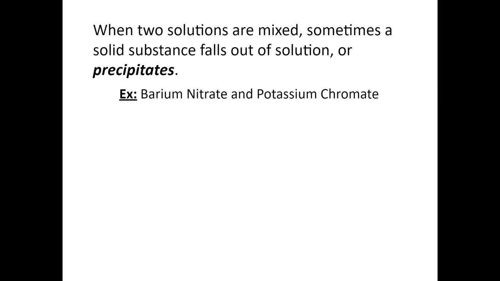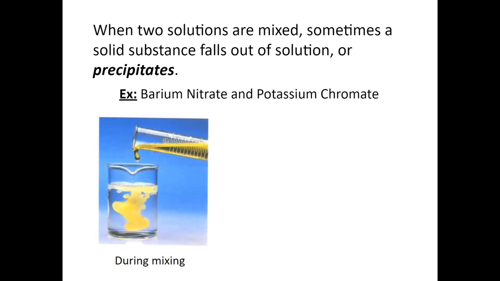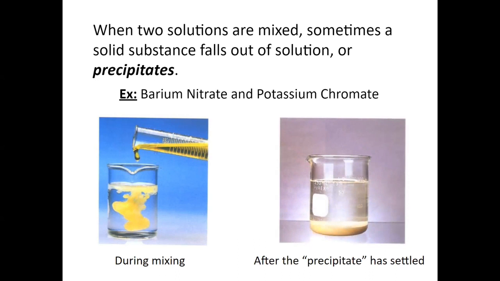An example would be when we mix barium nitrate and potassium chromate. Here's a picture of the two solutions. The yellowish potassium chromate is in the graduated cylinder, and the colorless barium nitrate is in the beaker. As you add the yellowish substance to the colorless solution in the beaker, it forms a yellow cloud. Let's say you let that solution settle. The precipitate will then fall down, and the yellowish barium chromate is the precipitate that goes to the bottom of the beaker.